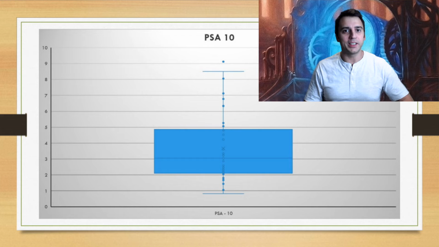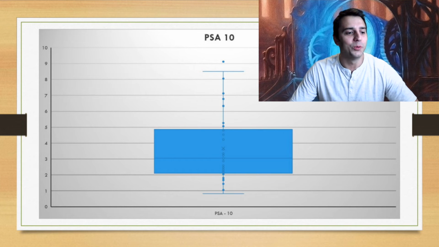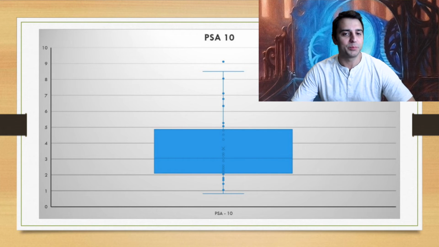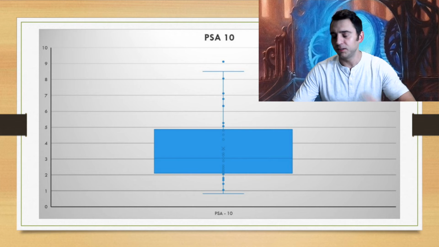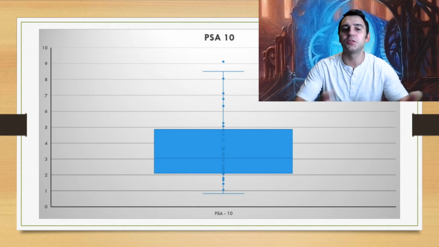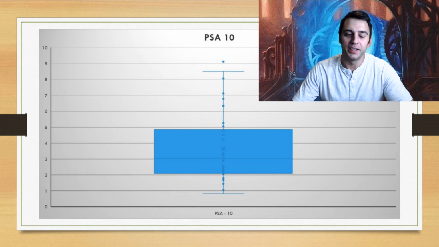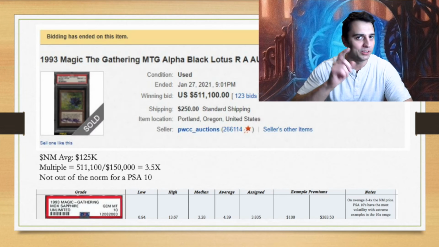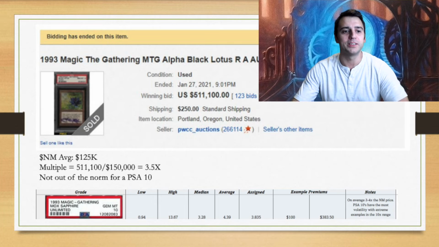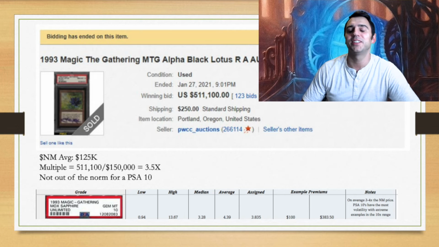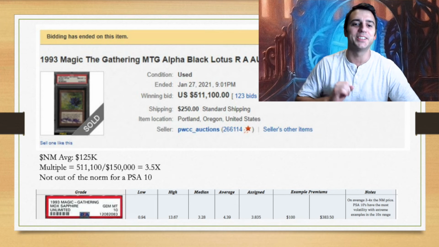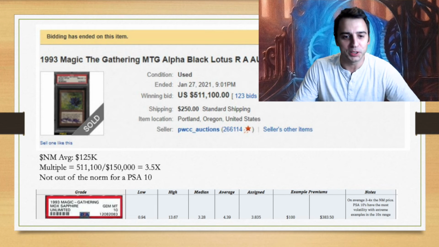So let's go ahead and start that off here with taking a look at some examples of card sales that have happened in the market that maybe you saw. Maybe you've seen these cards for sale, or maybe you saw when these sales occurred. But I guarantee you, this first one, you're going to recognize it. Let's hop into the 1993 Alpha Black Lotus PSA 10 Gem Mint. That sold for $511,000 in January of 2021.